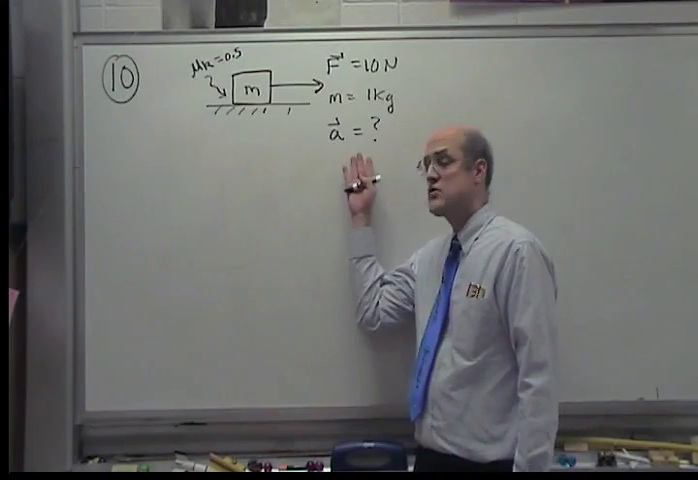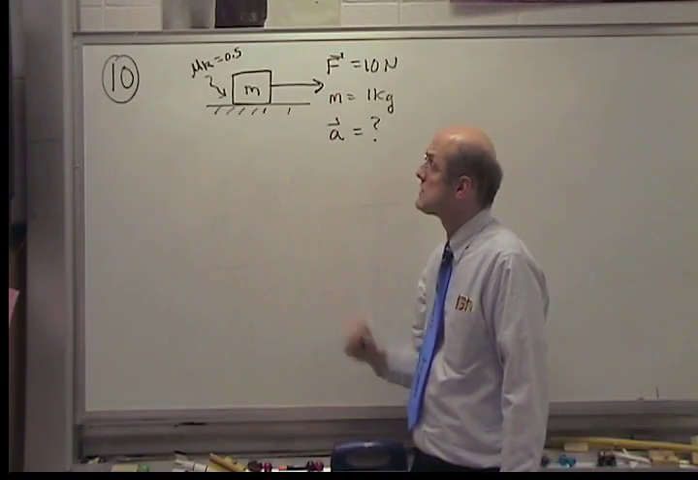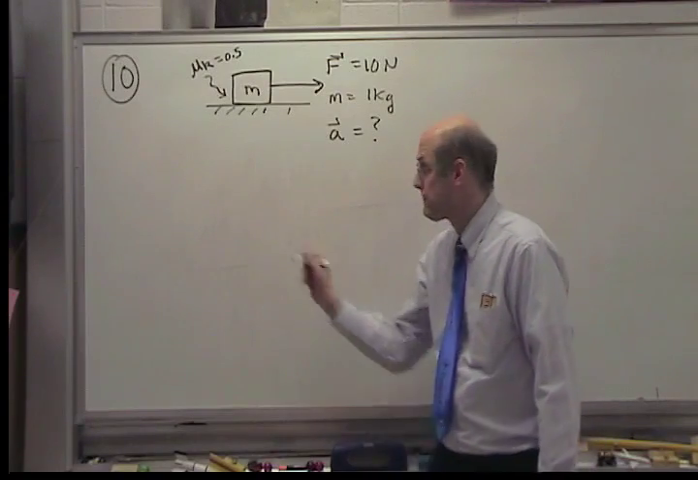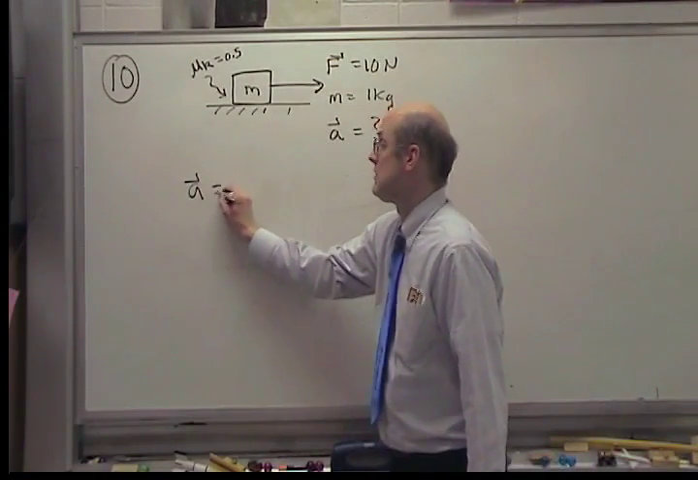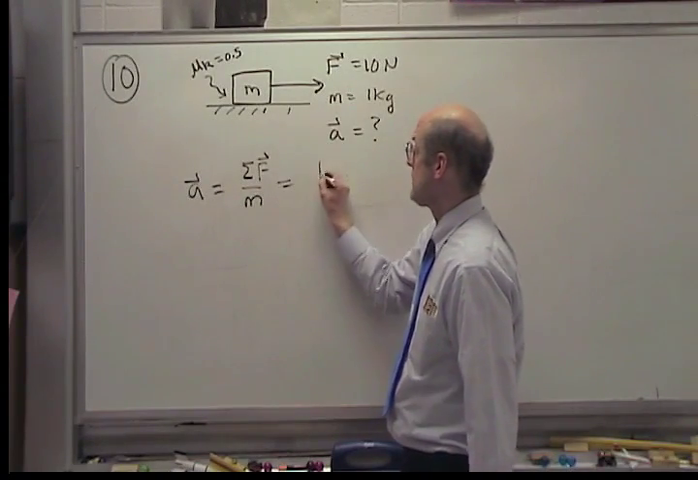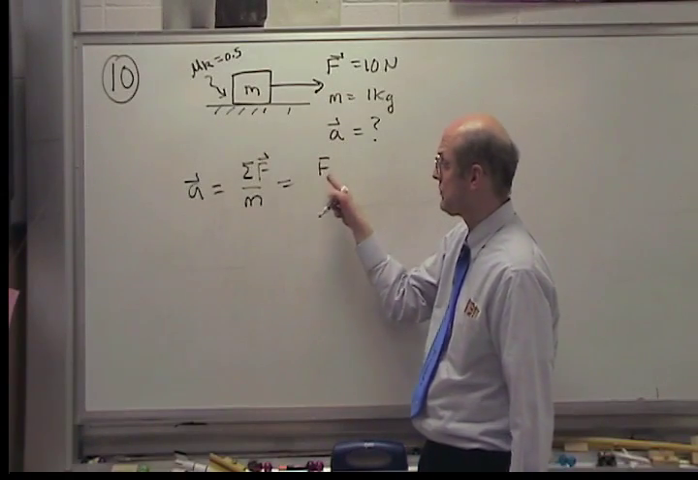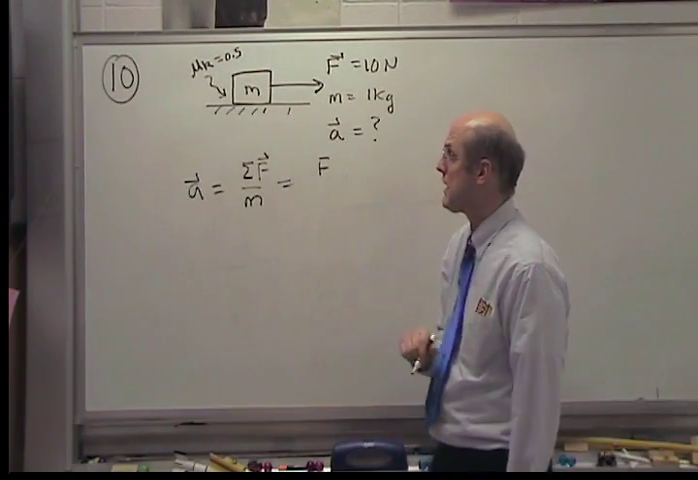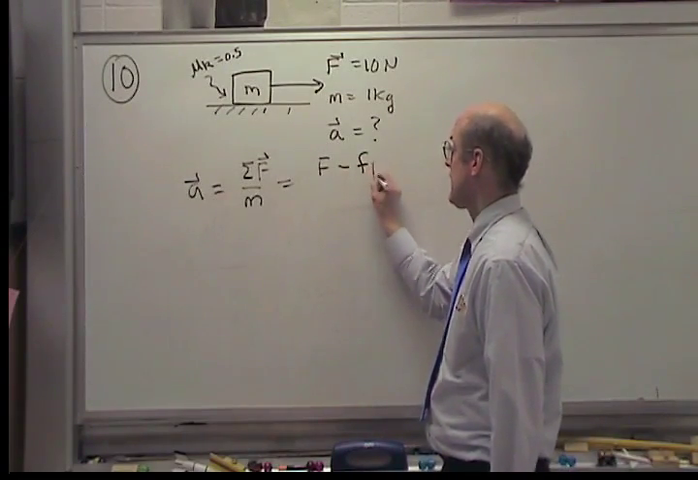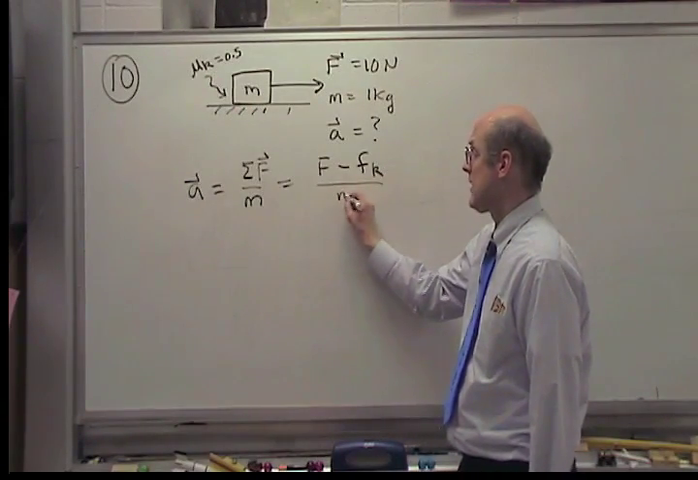In this problem, we're asked to determine the acceleration of a mass that is experiencing a force of 10 newtons, and there is friction. So I'm going to use Newton's second law. We know that the acceleration is equal to the net force divided by the mass. The net force would be this force here, directed to the right, so that's why I wrote it as the magnitude of the force, and it's to the right, so it's positive. And I'm going to subtract from that the force of kinetic friction. And we know mu k, and then divide that by m, mass.